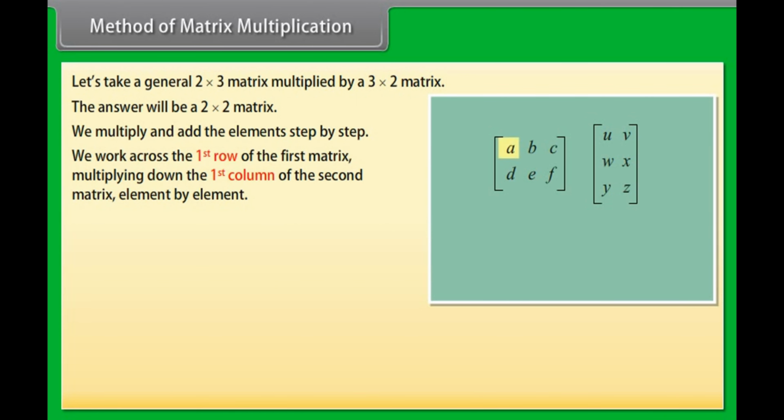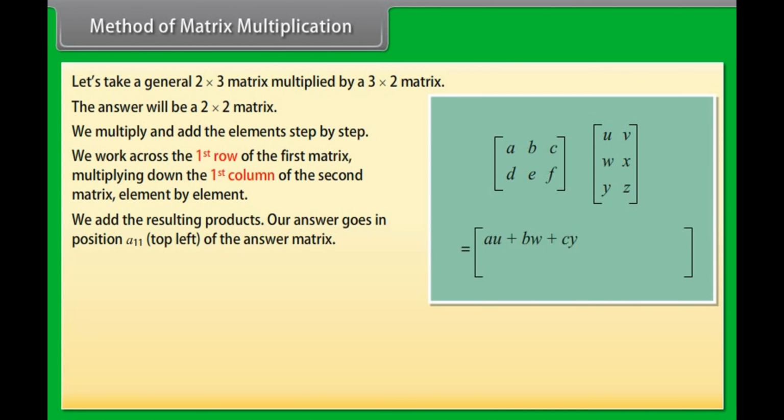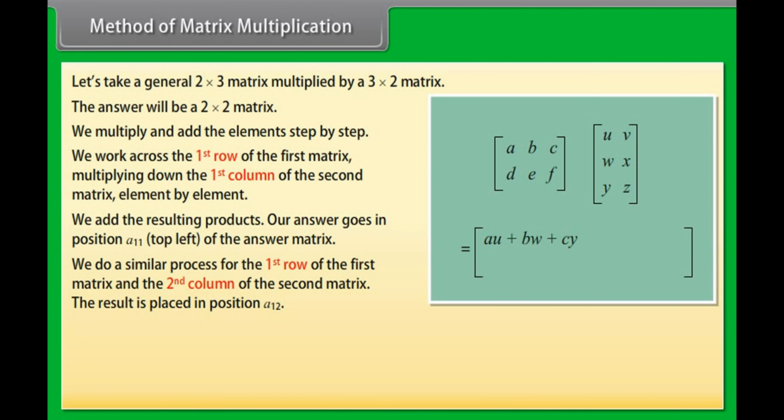We work across the first row of the first matrix, multiplying down the first column of the second matrix element by element. We add the resulting products. Our answer goes in position a11, that is the top left of the answer matrix. We do a similar process for the first row of the first matrix and the second column of the second matrix. The result is placed in position a12.